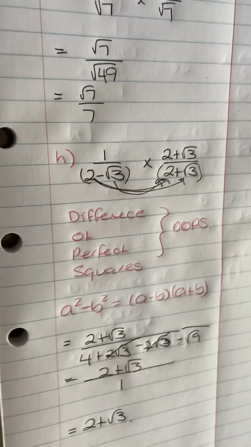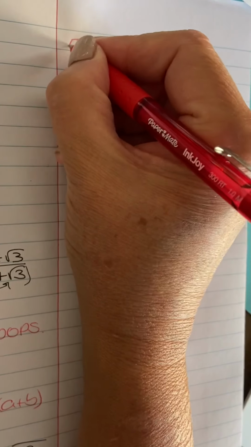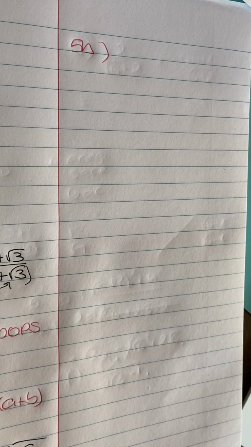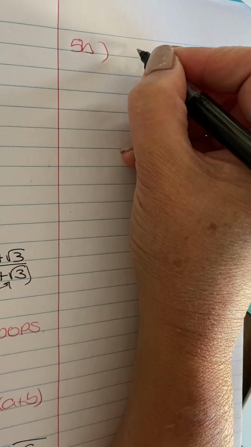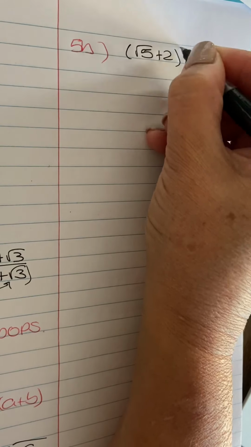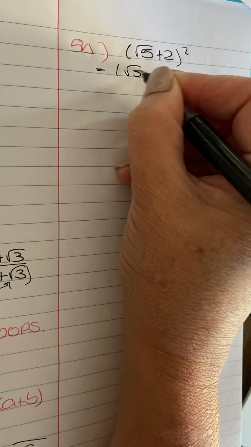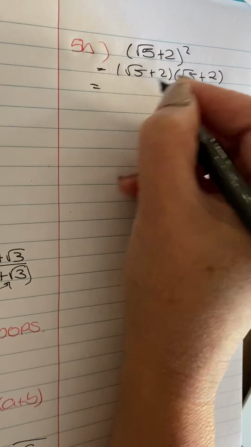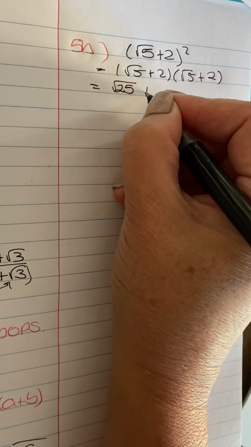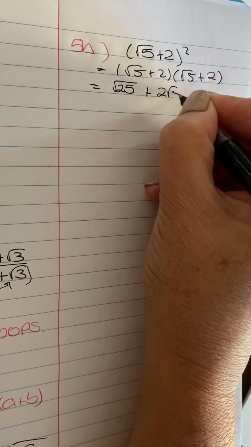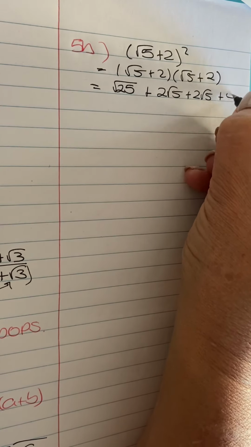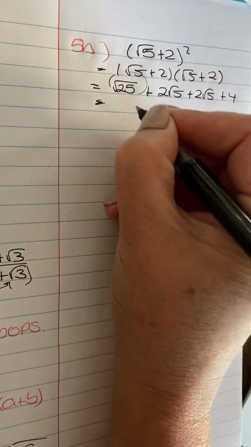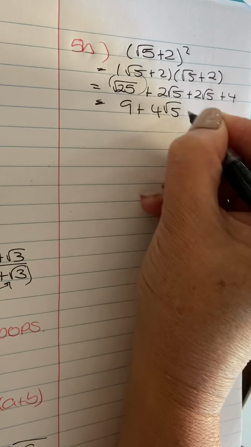So let's go on to question 5 and see what we're going to do there. I'm going to do an example. I'll choose 5B, and it says root 5 plus 2 squared. So let's write it out. Square root 5 times square root 5 is square root 25, plus 2 root 5, plus 2 root 5, plus 4. So this is 5. 5 plus 4 is 9, plus 4 root 5.